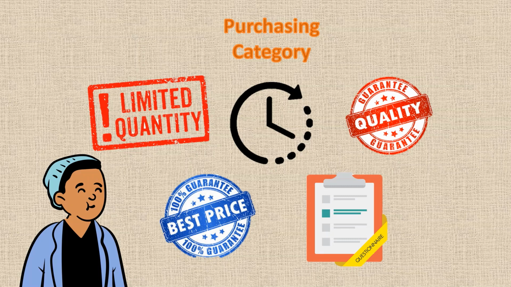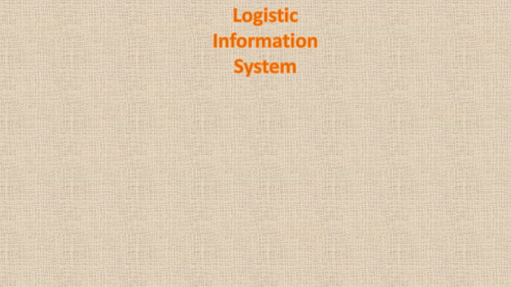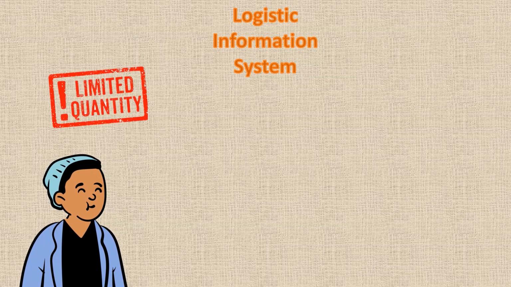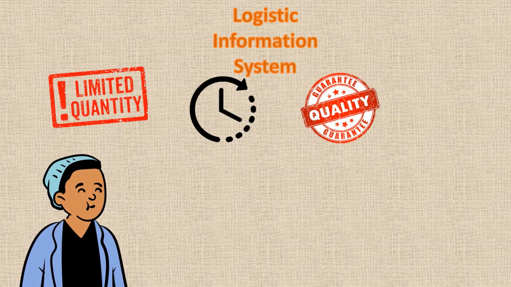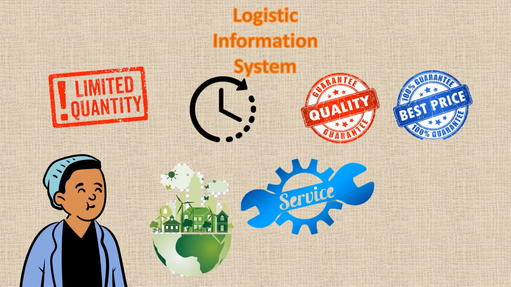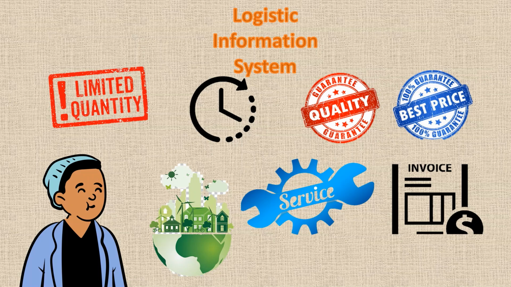And based on logistics information system, scores are on purchasing organization level. Available criteria are quantity, time, quality, price, sustainability, service, and invoice. Scores available after evaluation run. Scores available for buyer's negotiation sheet.